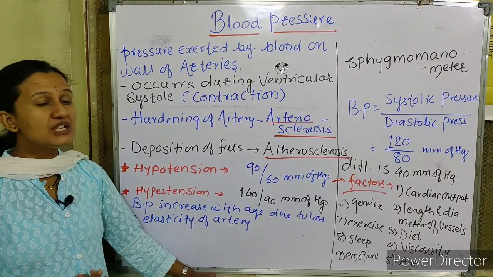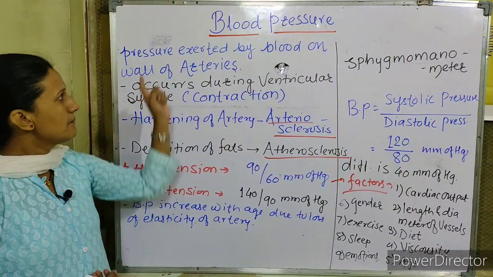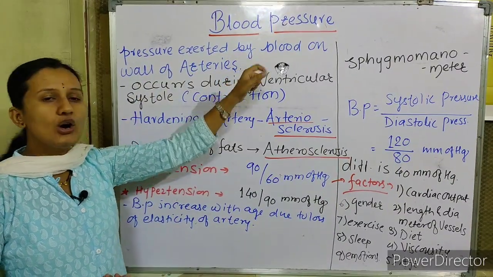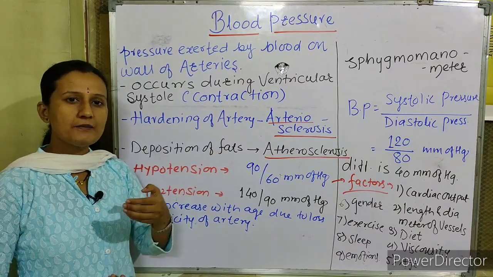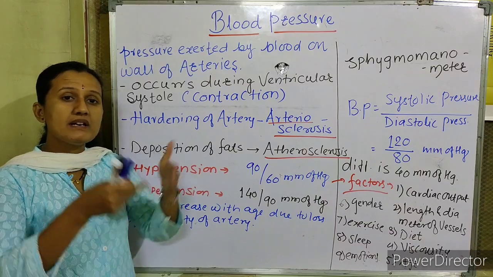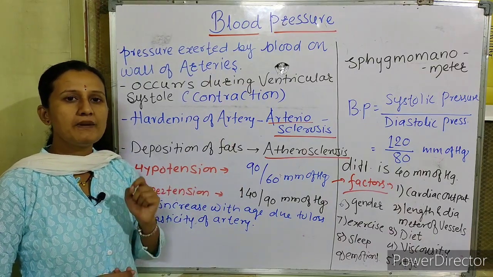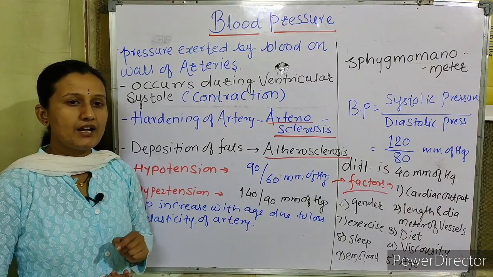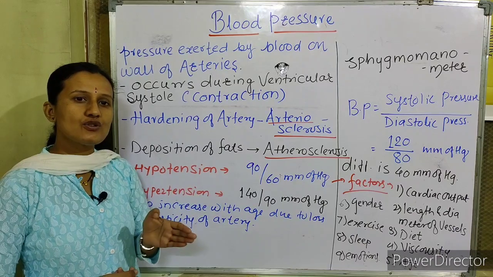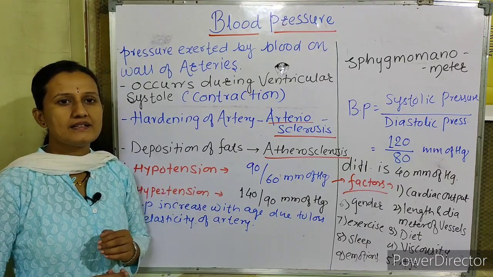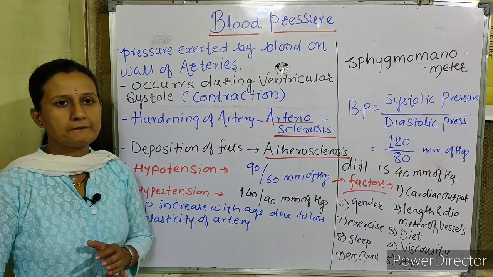It is the pressure exerted by blood itself, on the wall of arteries. The arterial wall faces a pressure exerted by blood on its walls, and that pressure is nothing but the blood pressure. For the movement, transportation and circulation of blood, that pressure is necessary. Otherwise, blood remains stagnant at that place.